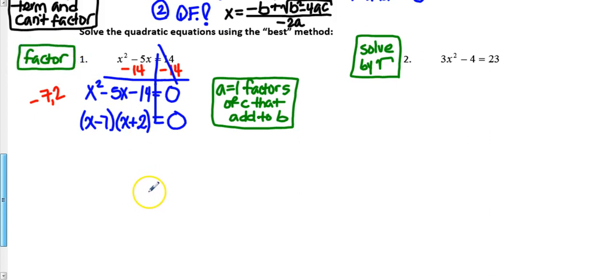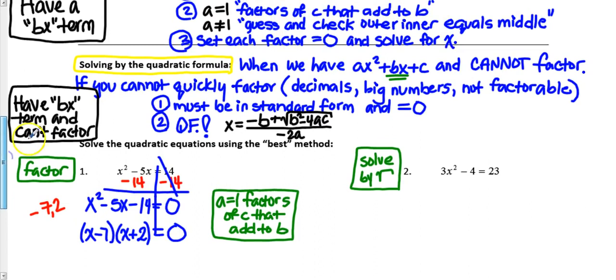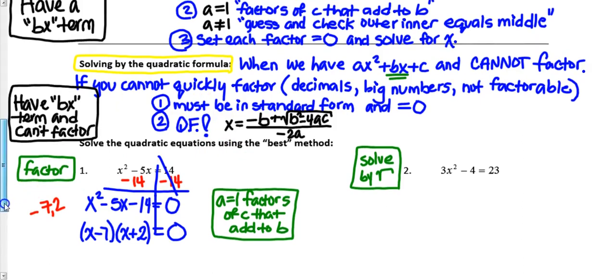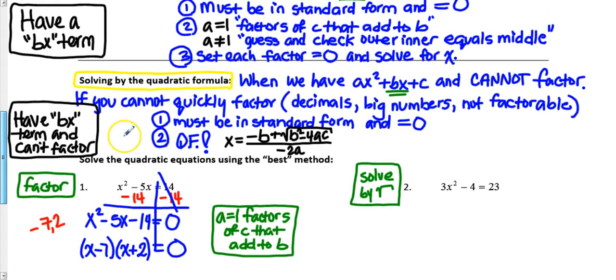If factoring had not worked out, what would I have had to do? If I was not able to factor, what tool in the toolbox would I use? Well, looking at our notes, if we have a middle term and we can't factor, we would have needed to use quadratic formula. But that's not the case for number 1. We were able to factor, so let's go look.